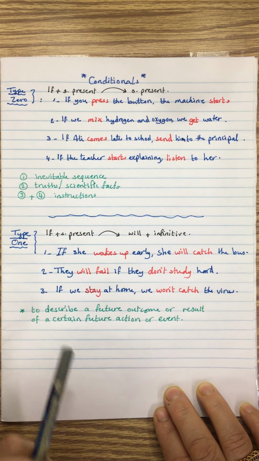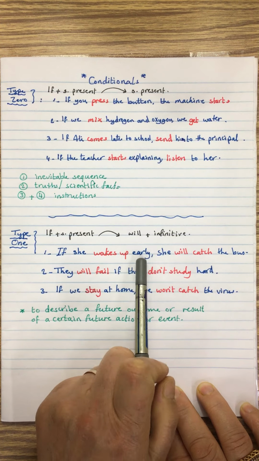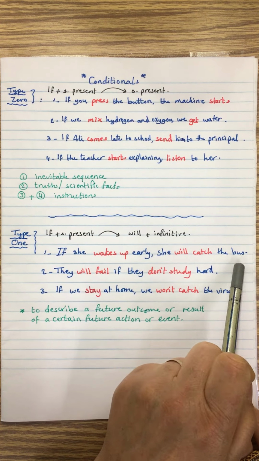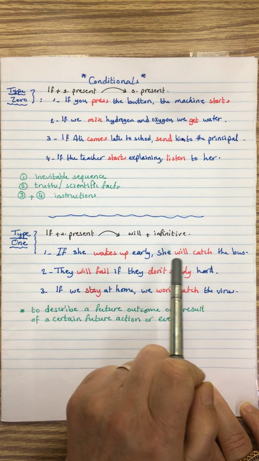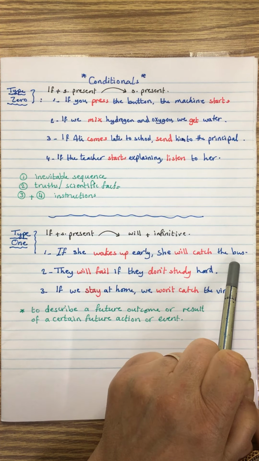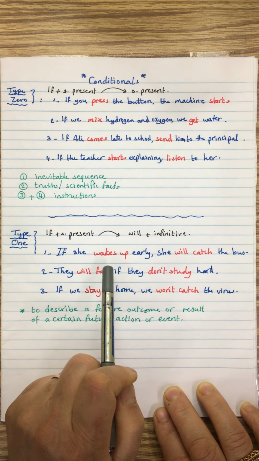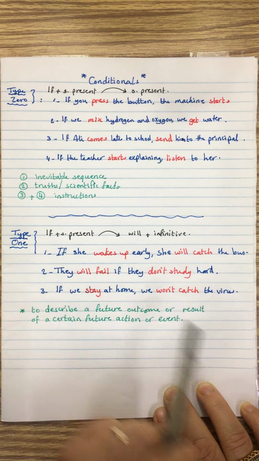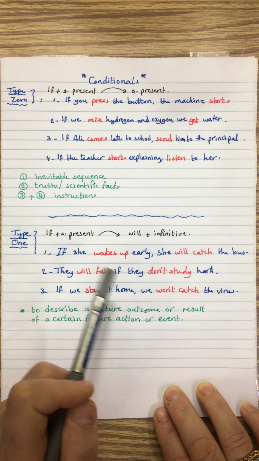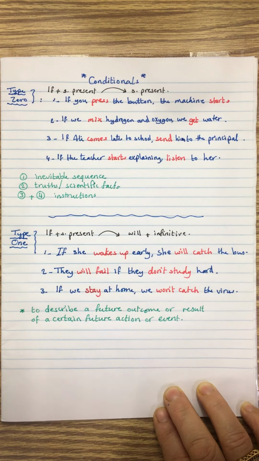Let us see. If she wakes up early, okay, this is the future action. She will catch the bus. This is the result. She will catch the bus. هاي النتيجة. هاي إمتى she will catch the bus? If she wakes up early. Okay, so we have used simple present here and we said wakes because we have she. In the second part we have will and the infinitive catch.